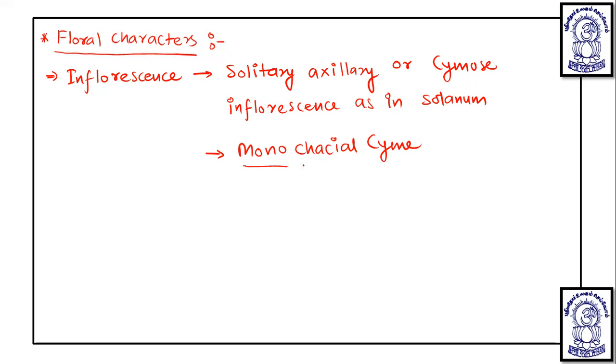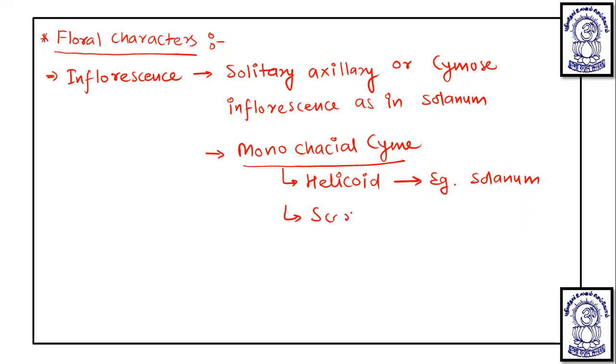And this monochasial cyme is of two types, as we know: helicoid, and this helicoid is seen in some species of Solanum. In the same way, another type is scorpioid, and the scorpioid is seen in some species of Atropa. Okay, so this is about the inflorescence.